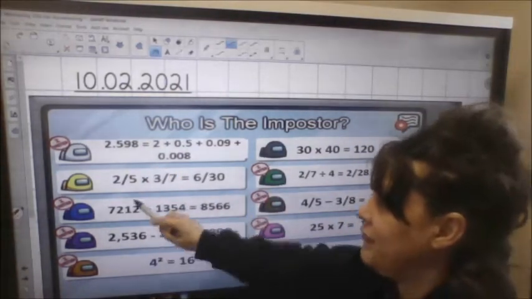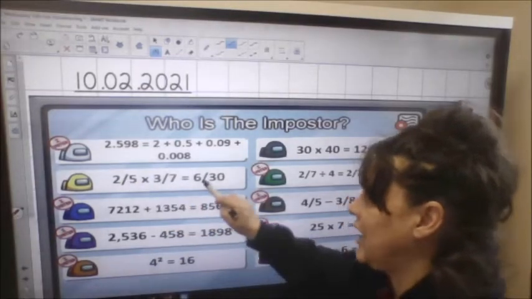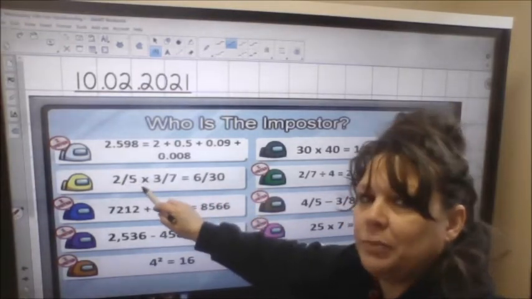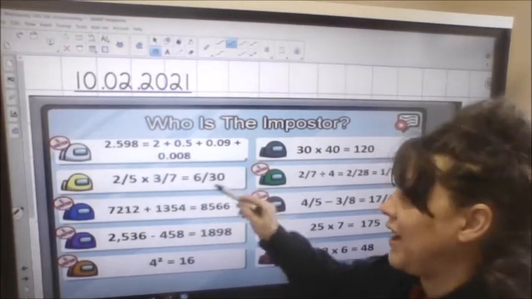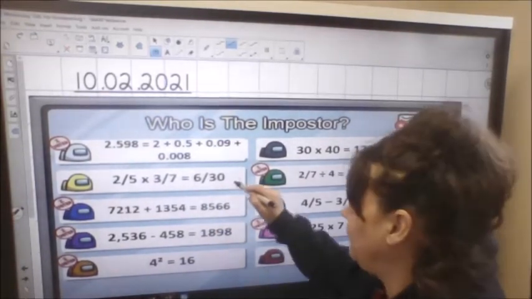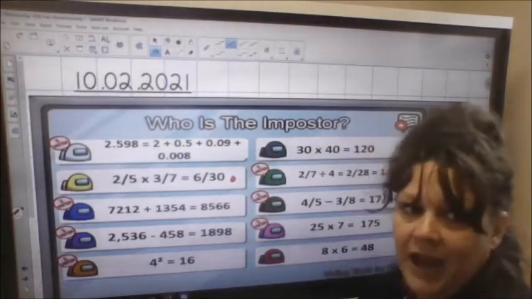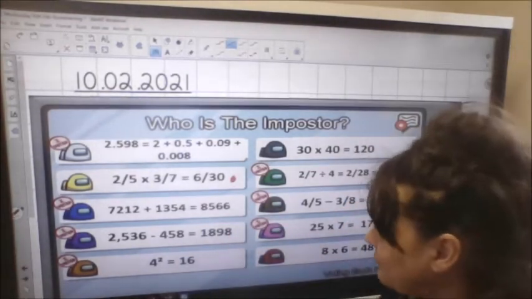Okay, so that's correct. We have a look here. If I multiply the two numerators, I get 6. But if I multiply the two denominators, I end up with 35. 5 times 7 is 35. So one imposter found, yellow.